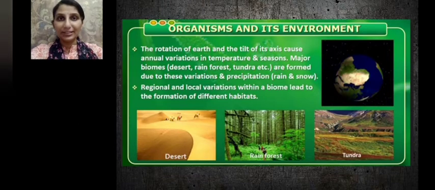Now let us learn how the biomes and different habitats within a biome are formed. The rotation of the earth and the tilt of its axis cause variation in temperature and thus variation in seasons. And these variations in temperature and seasons, along with the variation in precipitation, cause the formation of different biomes like the tundras, the rainforest, the grasslands, the forest, and deserts. These are the reasons for the different biomes that are formed. And regional and local variations within a particular biome that occupies a particular climatic zone lead to the formation of different habitats within a biome.